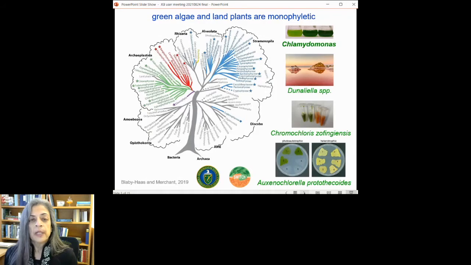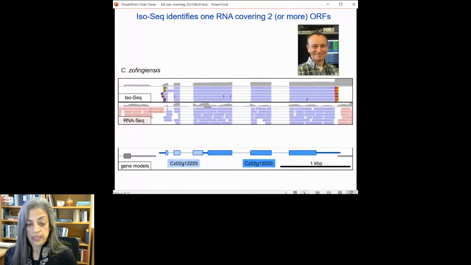When we were sequencing and assembling the Chromochloris zofingiensis genome a few years ago on a DOE-funded project, Sean Gallaher, pictured here, discovered from the Iso-Seq data generated by Jane Grimwood and Jeremy Schmutz that many of the open reading frames in the Chromochloris genome appeared to be encoded on a single mRNA. As shown here, light blue indicates one open reading frame, and dark blue indicates another open reading frame. And it appeared from the Iso-Seq data that a single transcript covered both of these open reading frames.